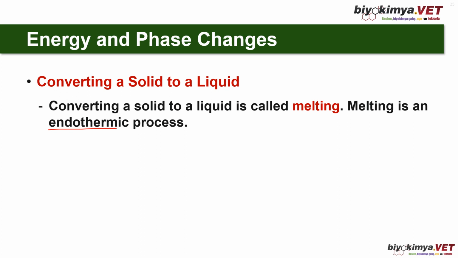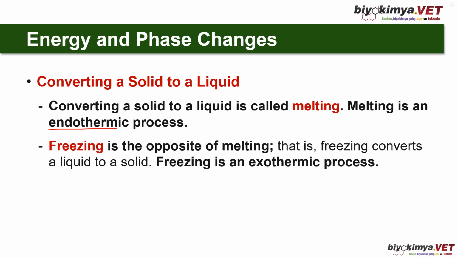And the amount of energy needed to melt 1 gram of a substance is called its heat of fusion. Heat of fusion, and the unit is calorie per gram. Freezing is the opposite of melting. Freezing converts a liquid to a solid. Freezing is an exothermic process because energy is released as the faster moving liquid molecules form an organized solid in which particles have little freedom of motion.